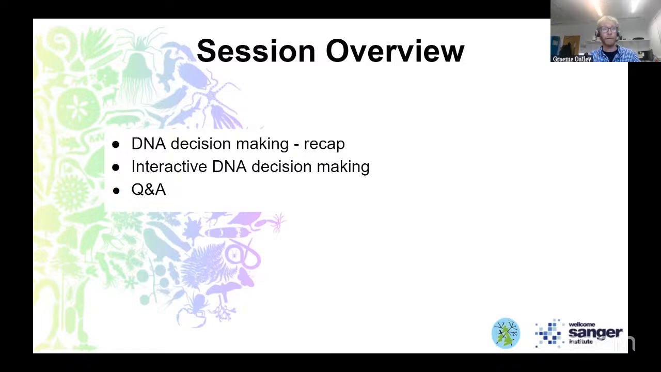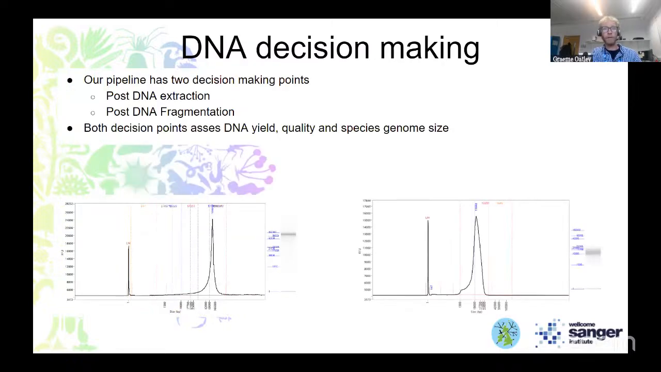Once we finish that, we'll open the floor to anyone who has any questions about any of the protocols that we showed on Monday, or if anyone has any difficult samples or sample types they've been struggling with and want advice on. You can put that to myself and my team, and we'll try our best to give some advice and suggestions of things that you could try. So let's crack on with the rest of the session.